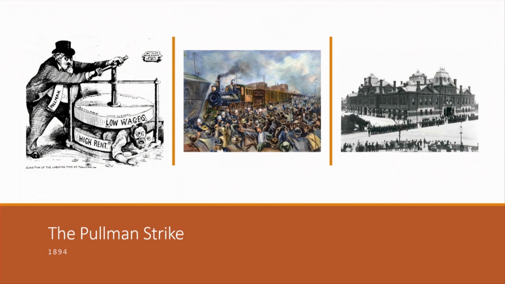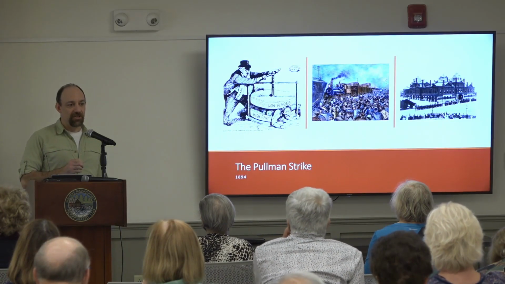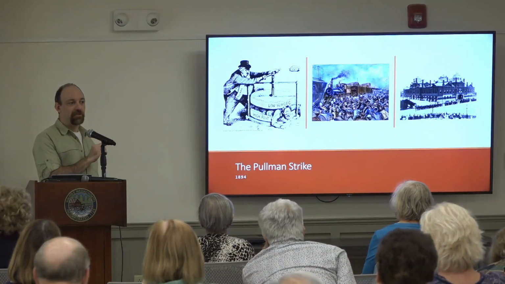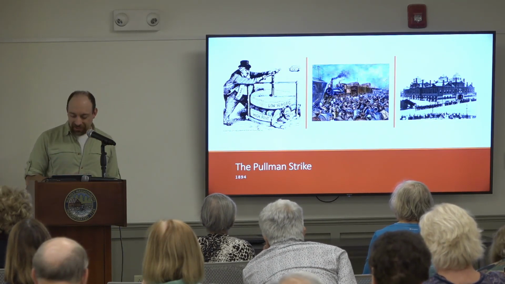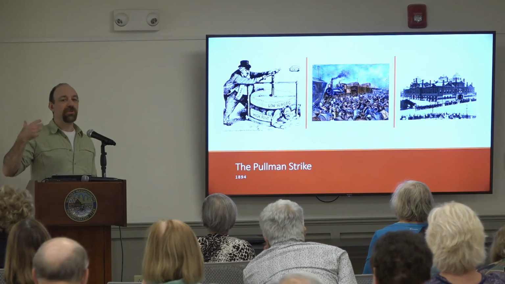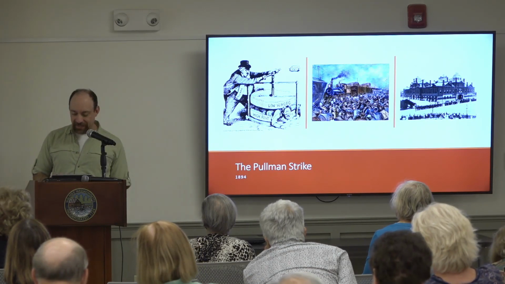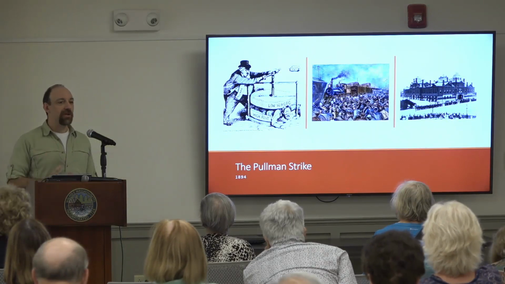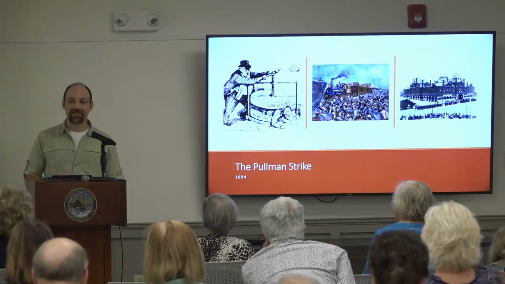So this becomes hugely problematic for the Pullman Company, for the railroad corporations. Eventually, what happens, the railroad corporations, not the Pullman Corporation, but the railroad corporations, appeal to the federal government for help. They turn to the president, Grover Cleveland, to do something about the strike because the strike is messing up rail traffic in the United States. So what does Grover Cleveland do? He sends the military out to operate the trains.